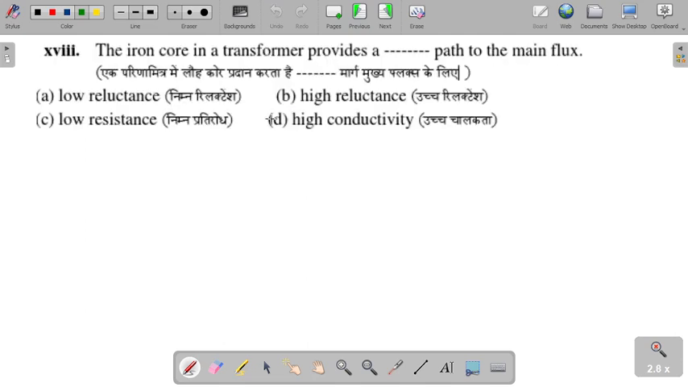The iron core in a transformer provides a path to main flux: low reluctance, low resistance, high conductivity. So the iron core in a transformer provides a low reluctance path to the main flux. So the right answer for this question will be option number A.